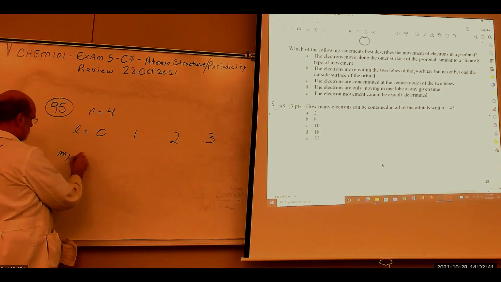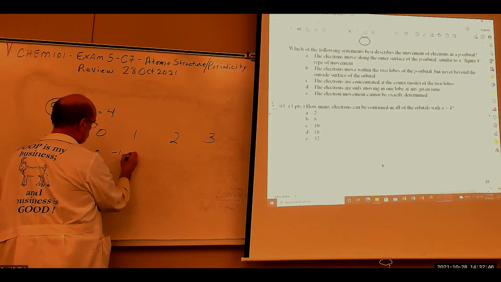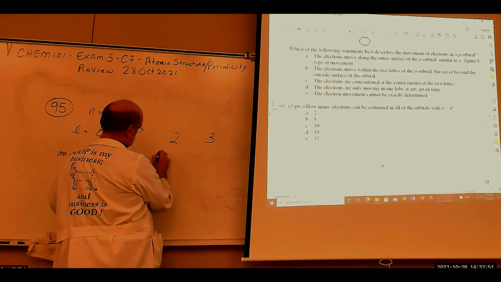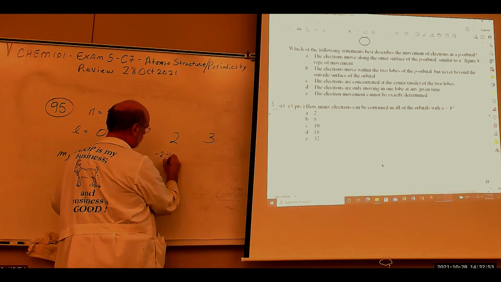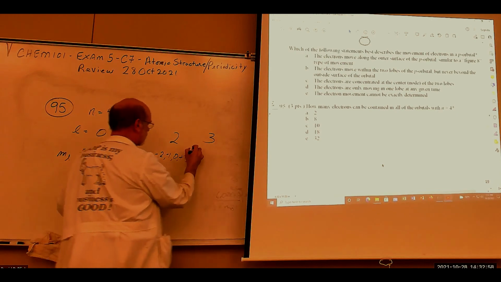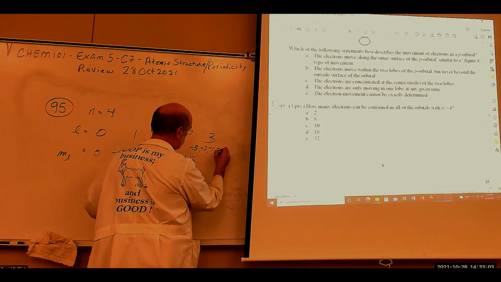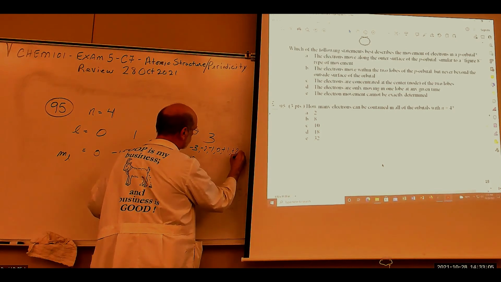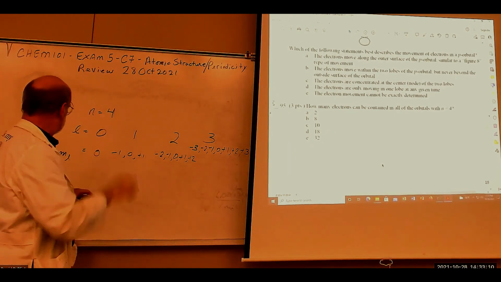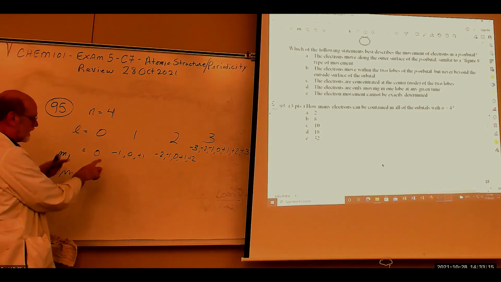M's of L, for this one can be 0. For this one can be -1, 0, +1. For this one can be -2, -1, 0, +1, +2. And for this one can be -3, -2, -1, 0, +1, +2, +3. Okay. And then below that, what do we have? Oh, below that we got spin, 2 electrons each.